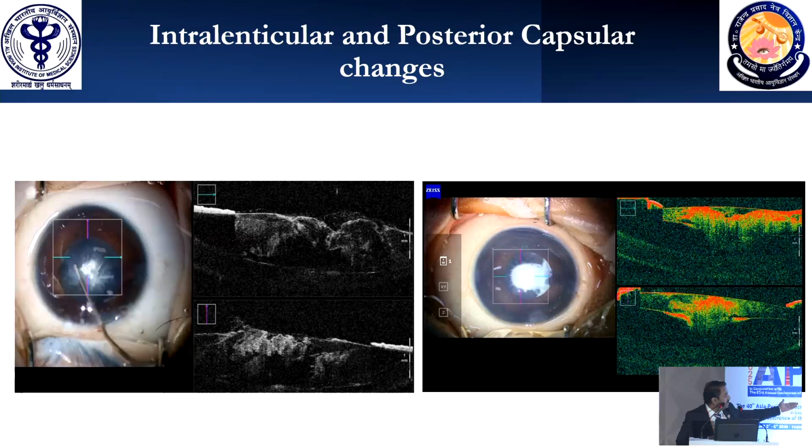Okay, here you are injecting the fluid into the lens matter, and you are able to see that the lens matter is sort of loose. So that's how you can take it out using bimanual aspiration. On the right side, you can see that there's again PC deficiency.